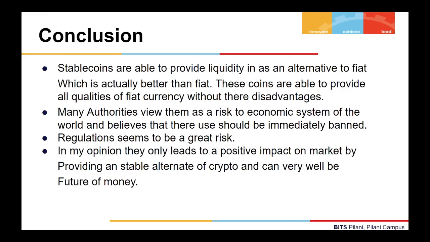So, coming to the conclusion, stablecoins are able to provide liquidity as an alternative to fiat, which is actually better than fiat. These coins are able to provide all the qualities of a fiat currency without their disadvantages. Many authorities view them as a risk to the economic system of the world and believe that their use should be immediately banned. Also, regulations seem to be a great risk, where countries like China and even the US sometimes threaten to ban all the cryptocurrencies, including the stablecoins. In my opinion, they only lead to a positive impact on the market by providing a stable alternative to crypto and can very well be the future of money.